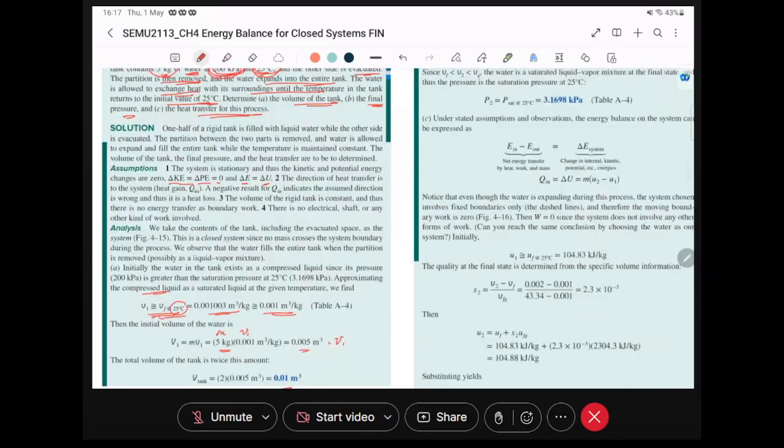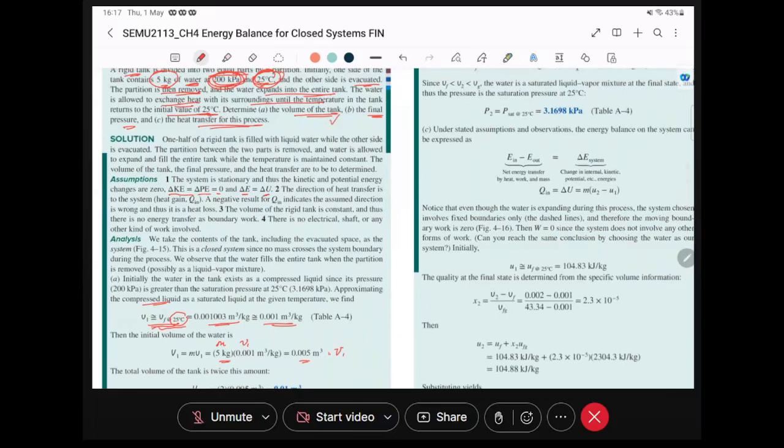So that is done. Second, the question wants us to find the final pressure in the tank. After the separator is removed, the water expands, and we add heat, so there's heat transfer into the tank. We maintain the temperature at 25 degrees Celsius. So how much will be the final pressure?